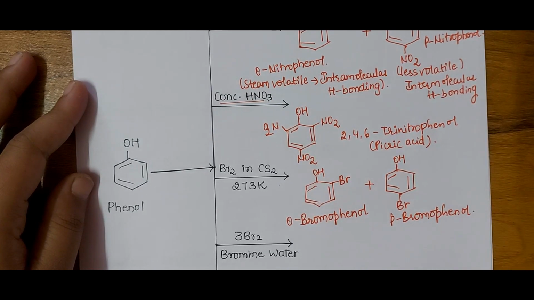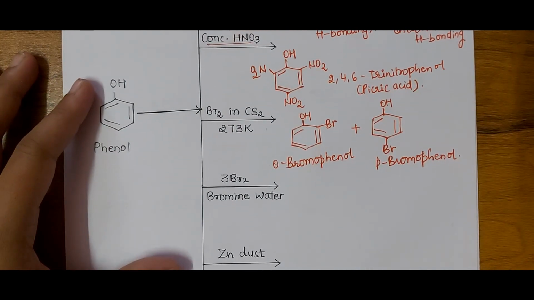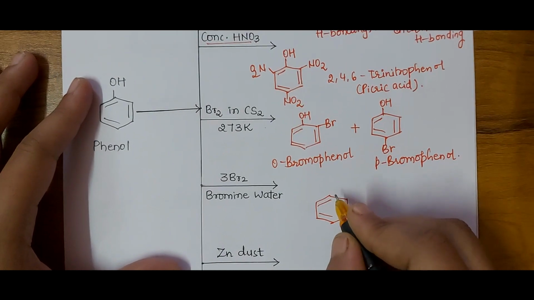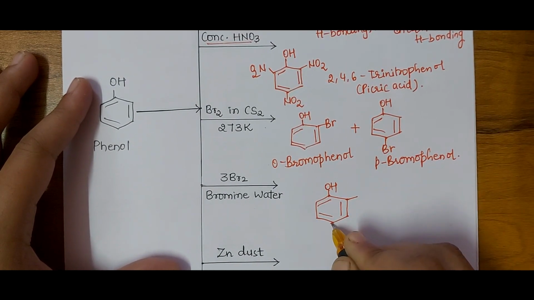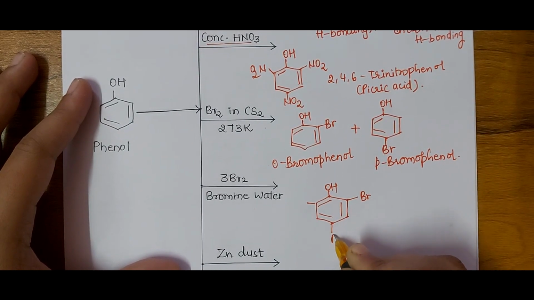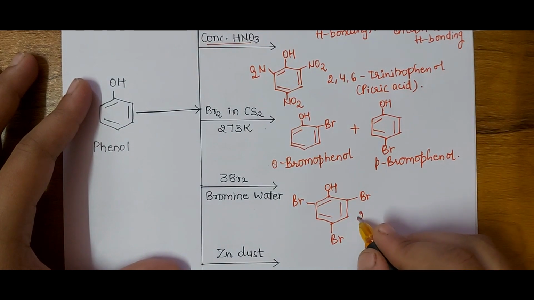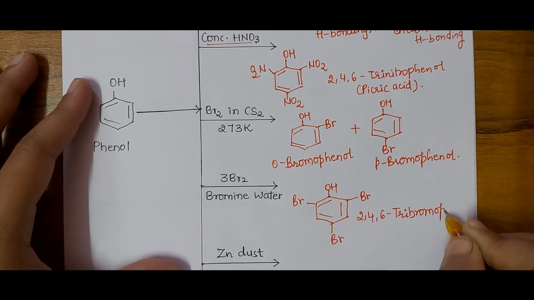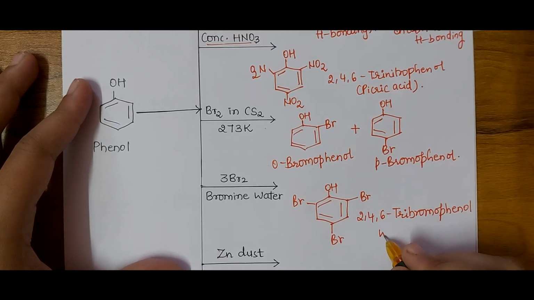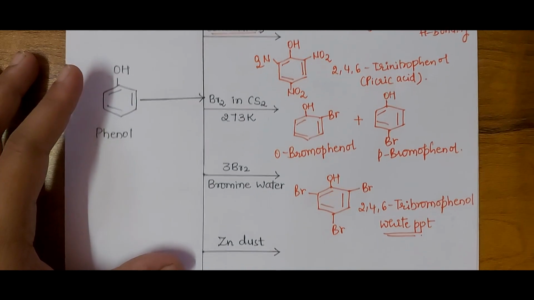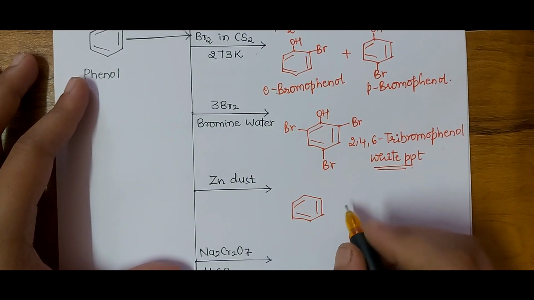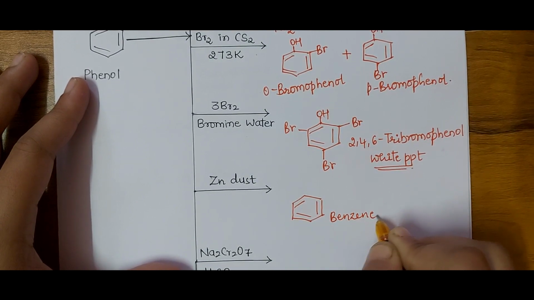Similarly, if you consider the reaction with bromine water, that is in the presence of a polar solvent, phenol reacts with bromine water and results in the formation of a tri-substituted product, 2,4,6 tribromophenol, which is obtained as a white precipitate. This is again an important question for 2 marks. Next, the reaction of phenol with zinc dust results in the formation of benzene, and this is also an important reaction.